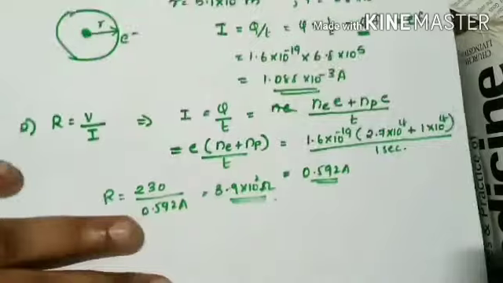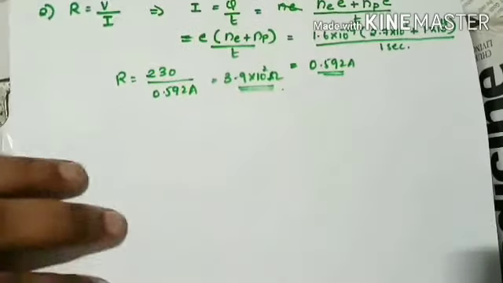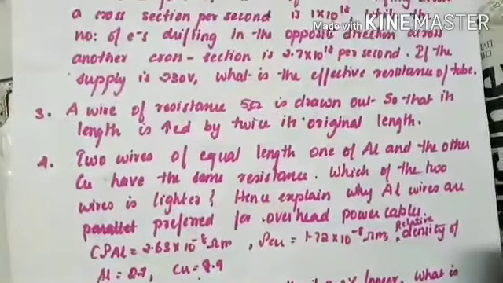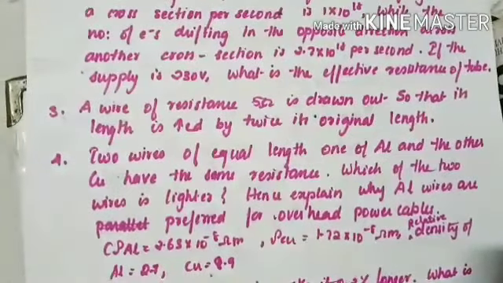Now let's move on with the next question, that is the third question. A wire of resistance 5 ohm is drawn out so that its length is increased by twice its original length. What do you mean by increased by? Suppose I am increasing the value by 2, it means original value plus 2. So you are increasing the original by twice, which means if the original length is L, the new length will be L plus 2L.